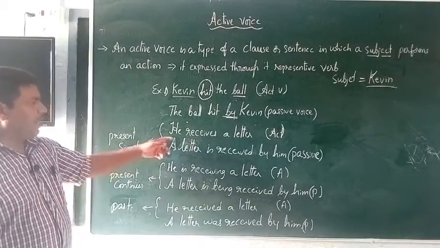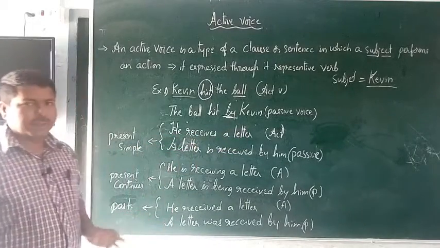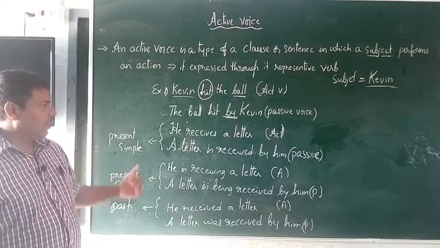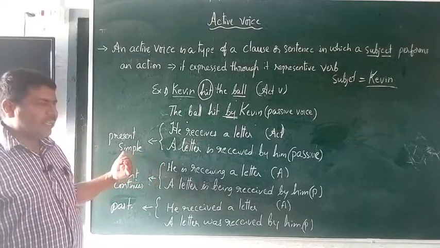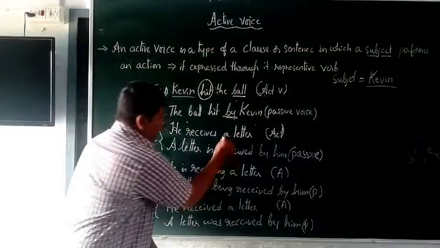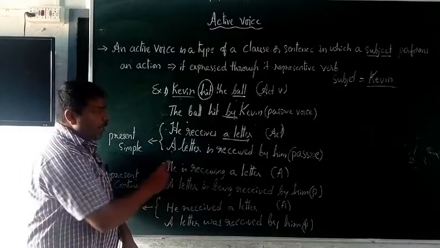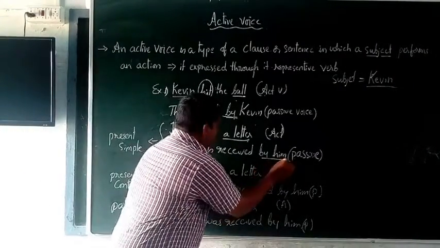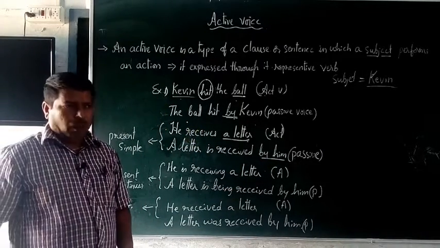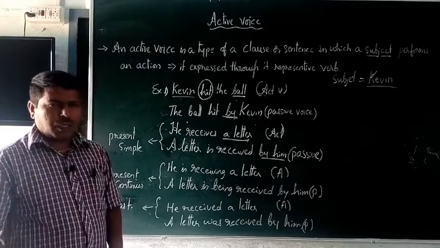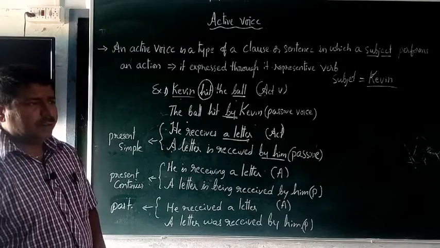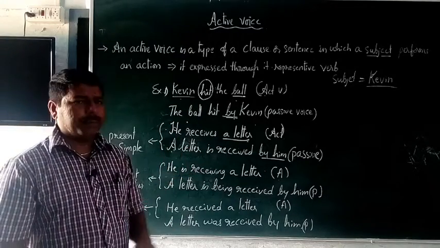Now let us see, for the beginning, the present simple. He receives a letter. Here it is very clear that nothing was changed. He receives a letter. Now you check: a letter is received by him. He became him. You must know the table. Understood? How the first person becomes the second person. A letter is received by him.